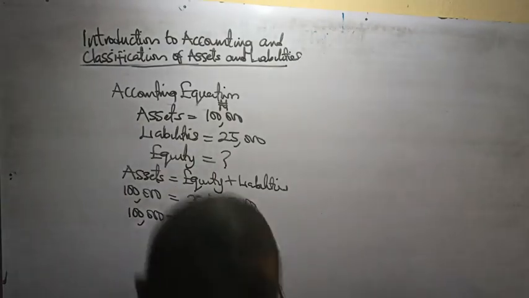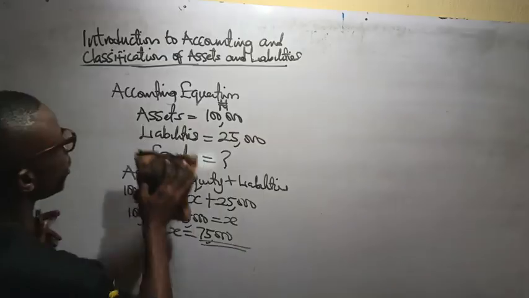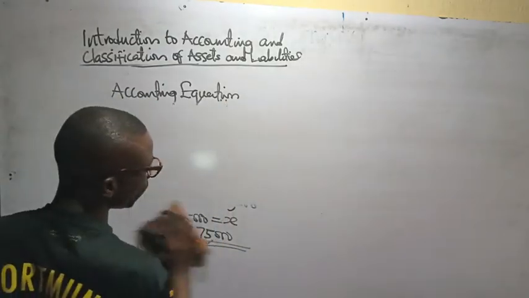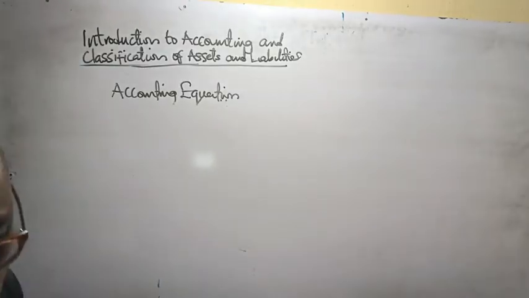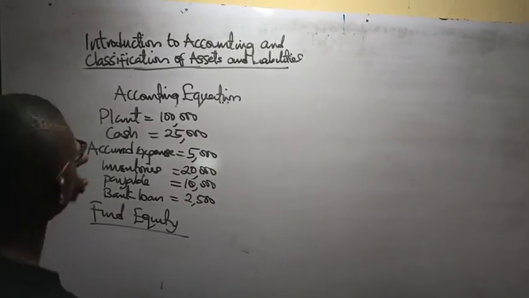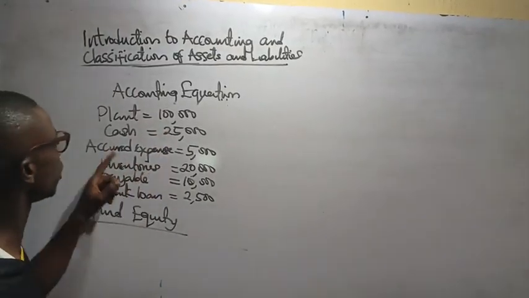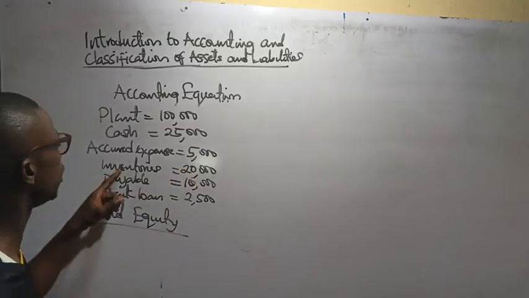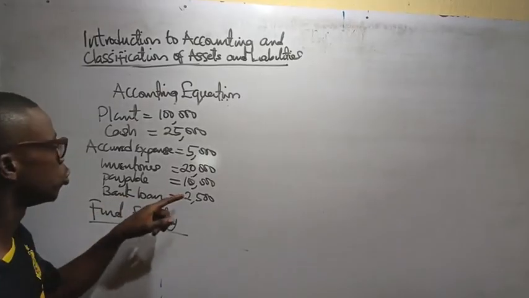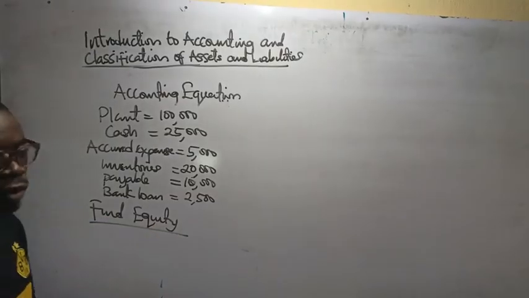But I can assure you that in the exam, they may not give you something like this directly. They may give you the items under assets, and you will need to add those items together. Let me give you an example. Look at this now. He said your plant is 100,000, cash 25,000 naira, accrued expenses 5,000 naira, inventory 20,000 naira, payables 10,000 naira, bank loan 2,005. They now say find equity.